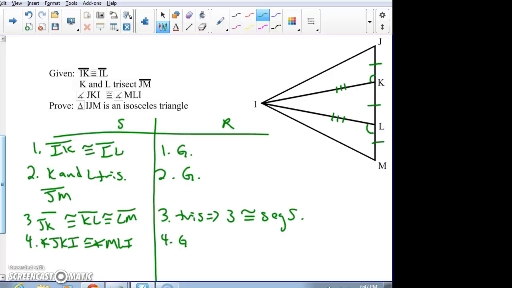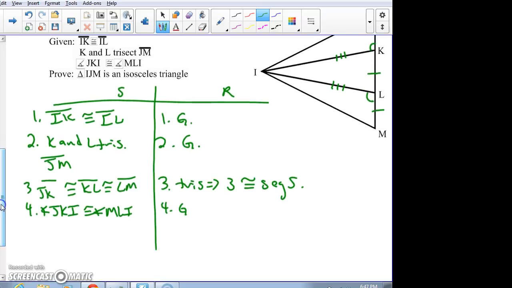Hey, I've already got 2 congruent triangles. I didn't even really have to work for it other than the trisect. So I'm going to go ahead and say those 2 triangles are congruent. Triangle JKI, go in the same order for the second triangle, MLI. I've got a side, included angle, and a side.